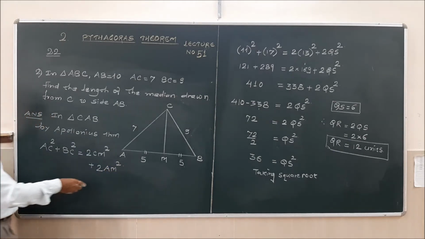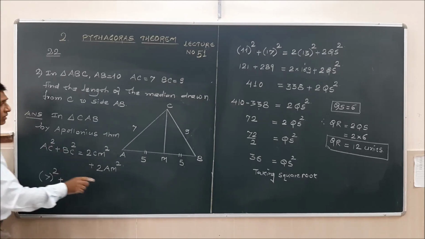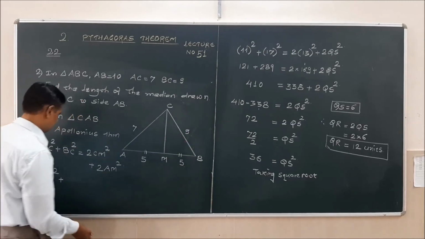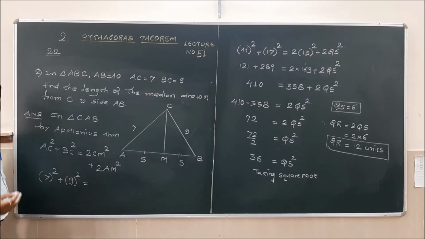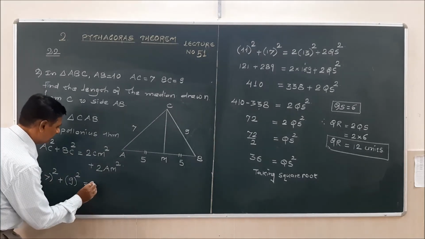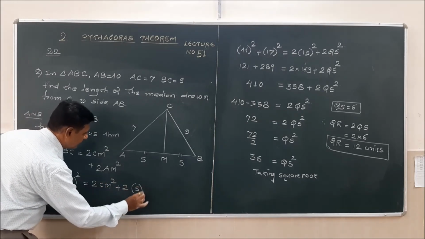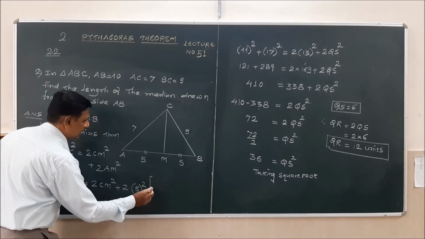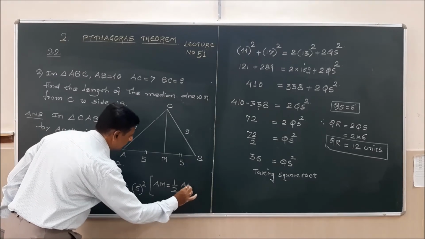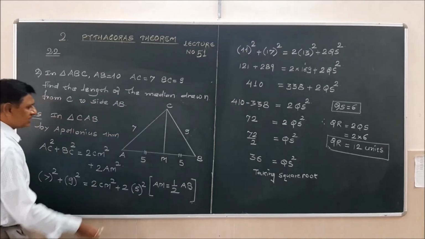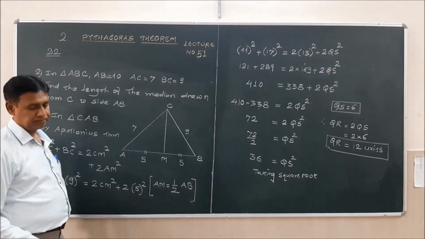So AC squared, what is the value of AC? AC is 7. 7 squared plus, what is the value of BC? BC is 9. That is equal to, we have to get the value of CM, 2 CM squared plus 2 into 5 squared. Please mention over here that AM is equal to half of AB, since M is the midpoint of AB, and AB is given as 10, so we are getting half of that.